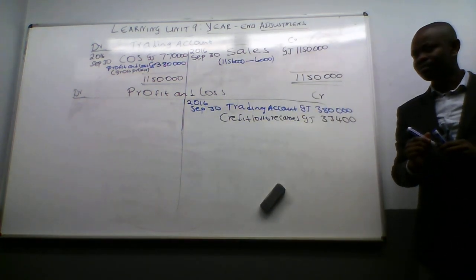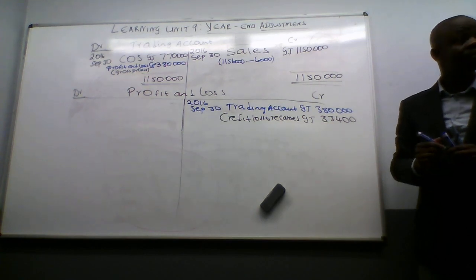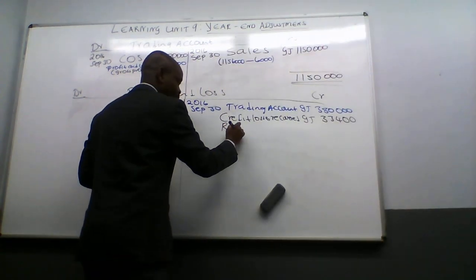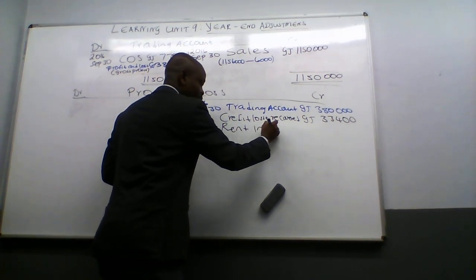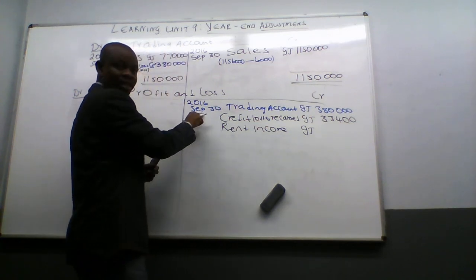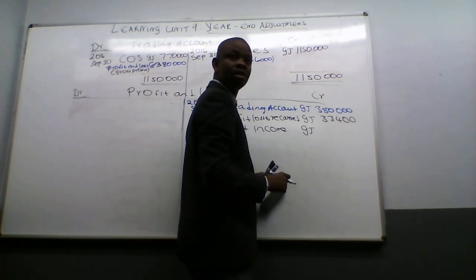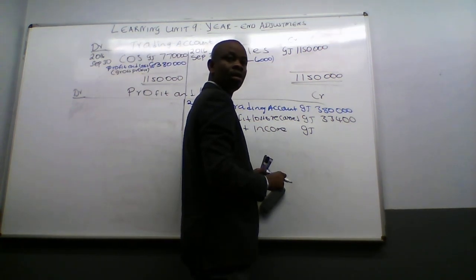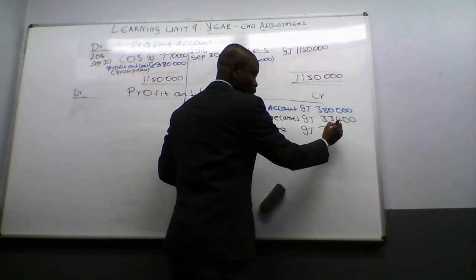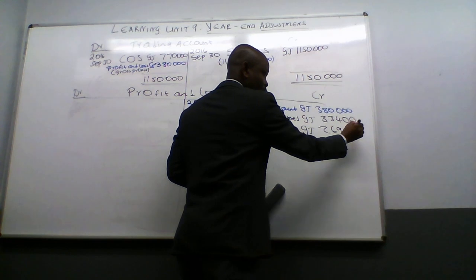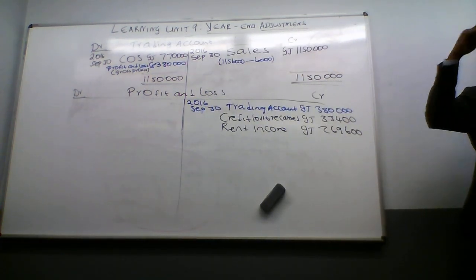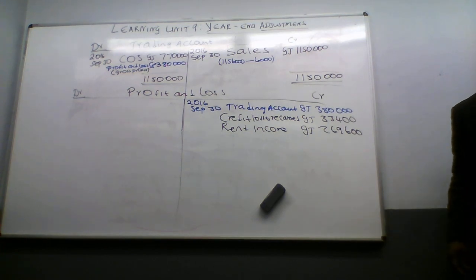What is the next item? Same here. So do we have to write the date? No, only this one. How much? 269,600. Tick. Next item, please.